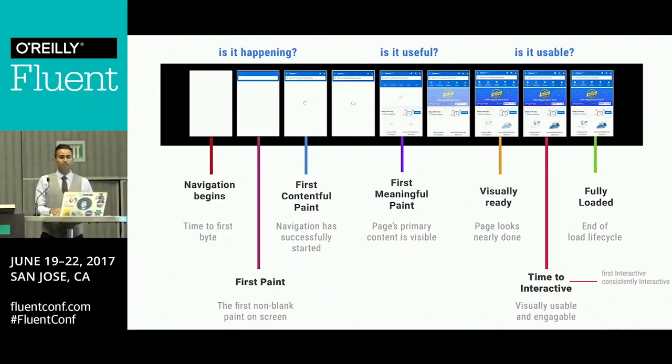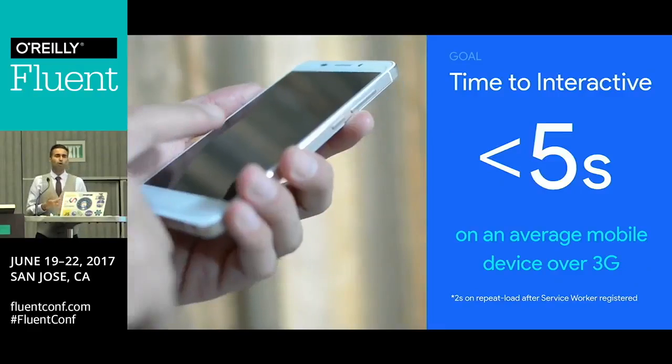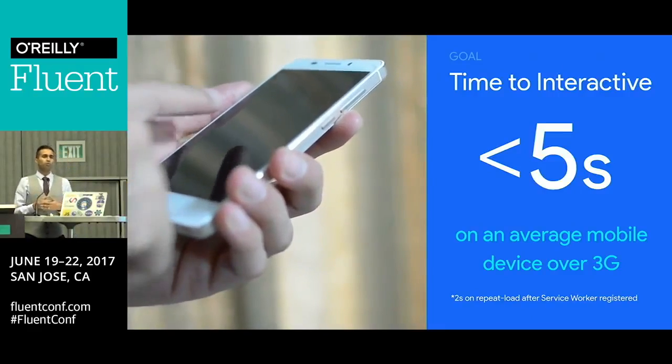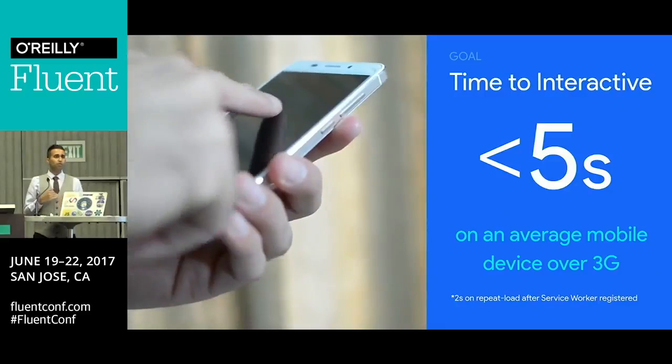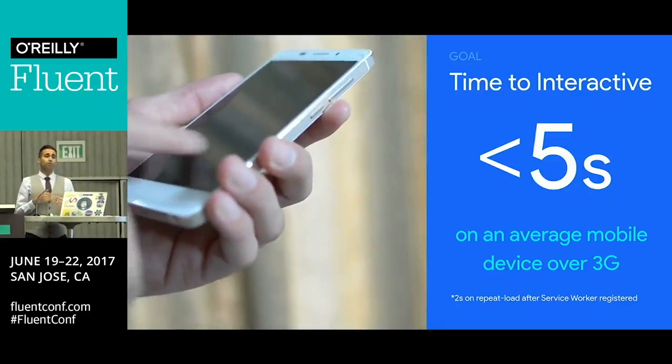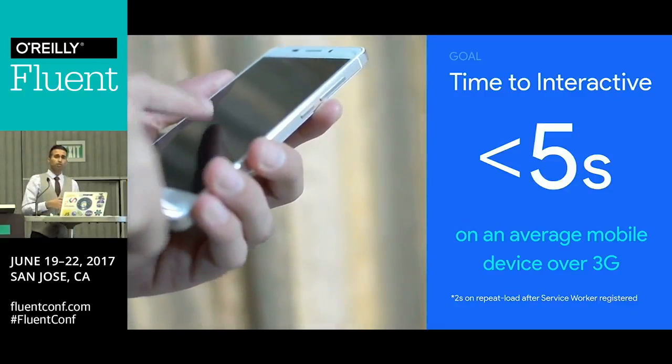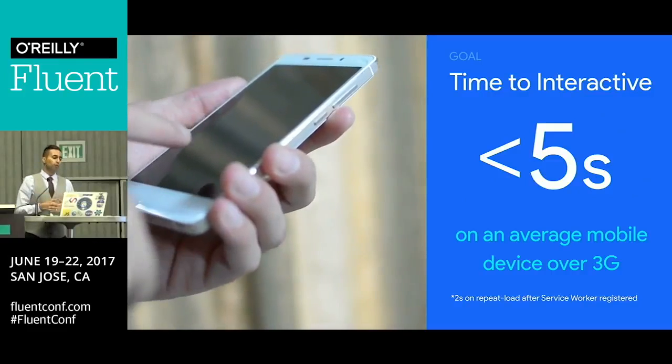Now, this idea of interactivity is something that we've assigned some targets around. So we say that if you're trying to build a modern mobile web experience, it's good to try getting interactive in under 5 seconds on 3G on an average mobile piece of hardware.